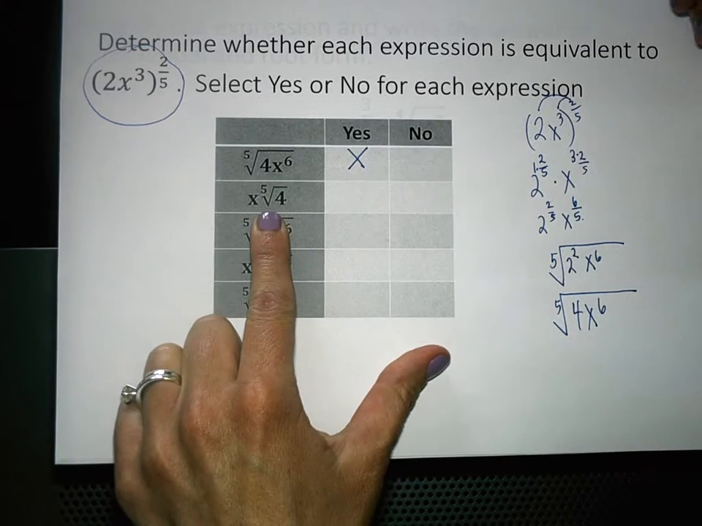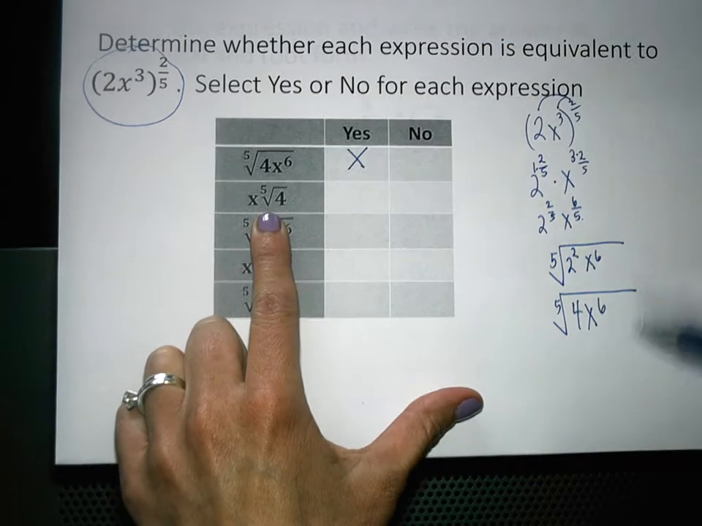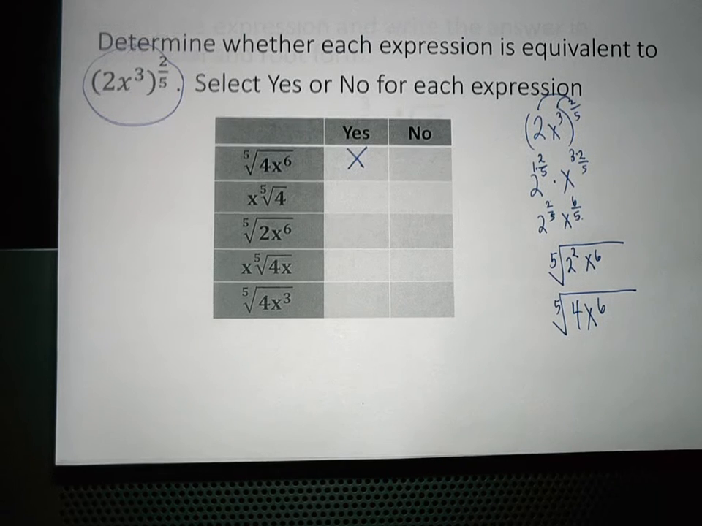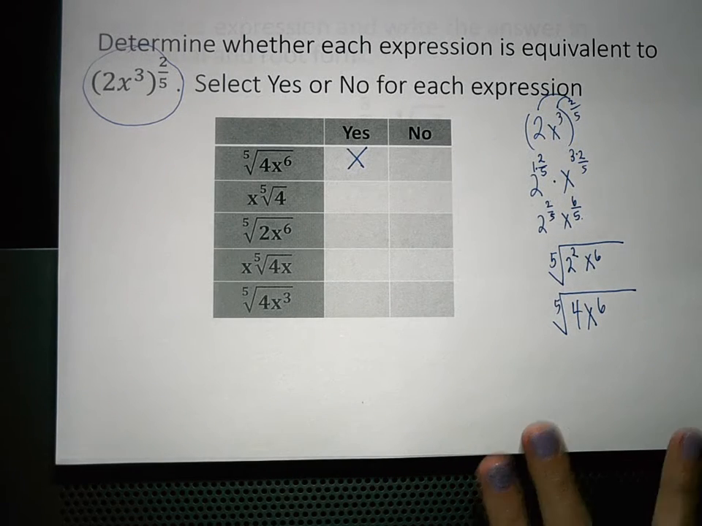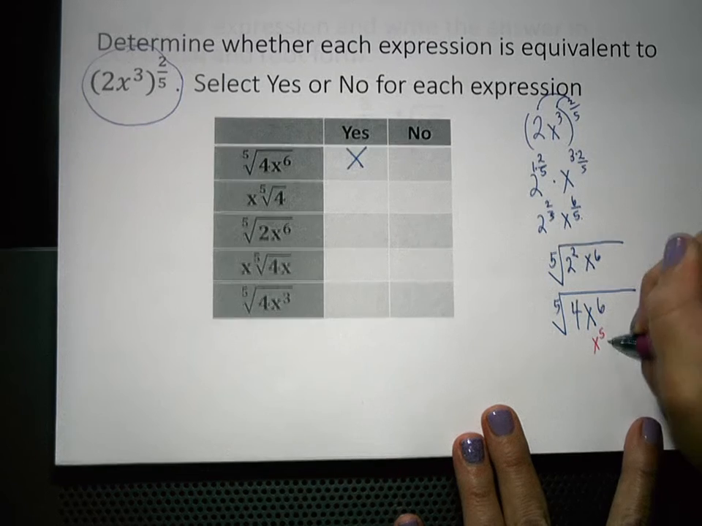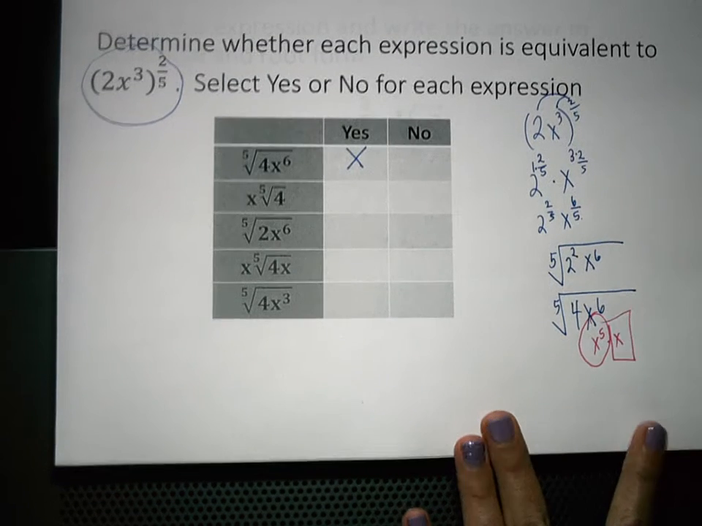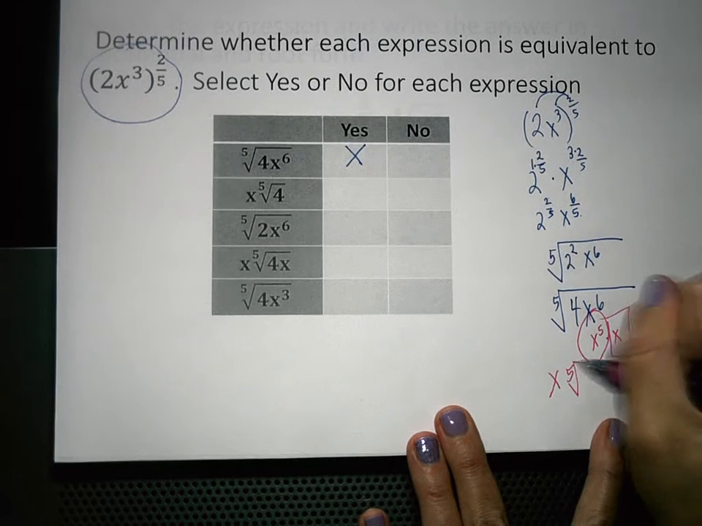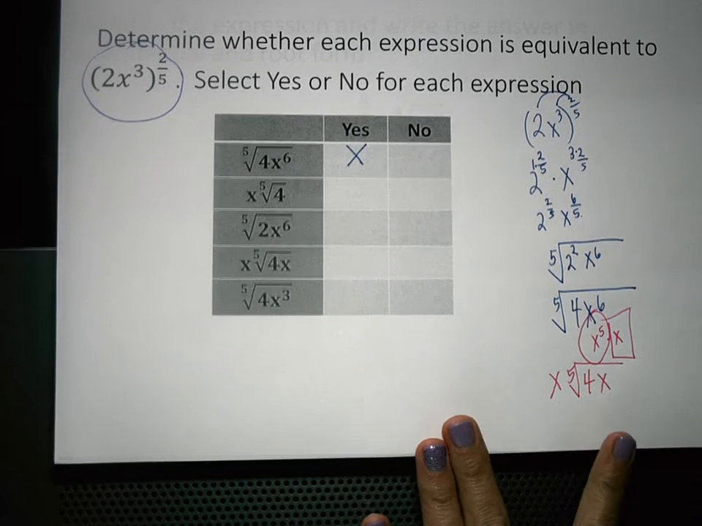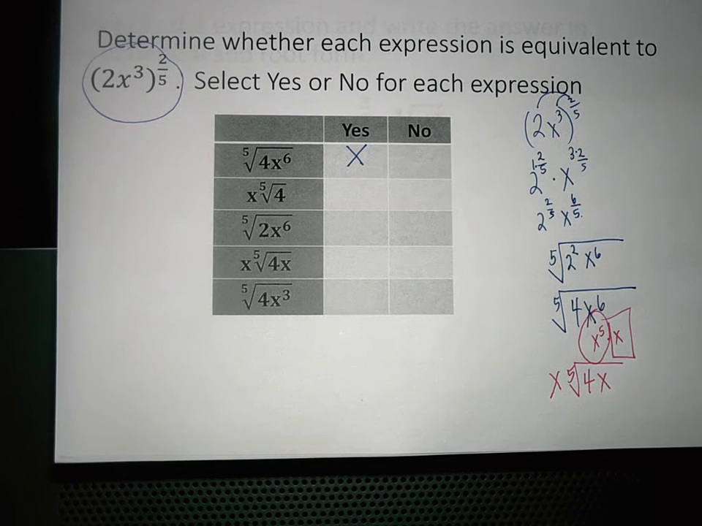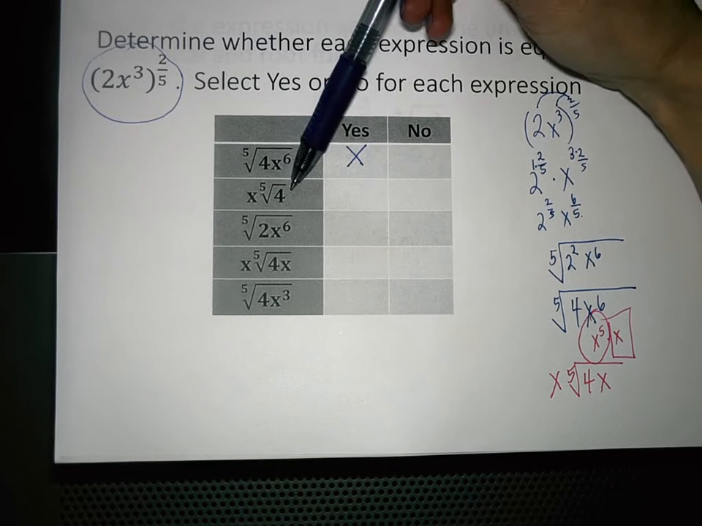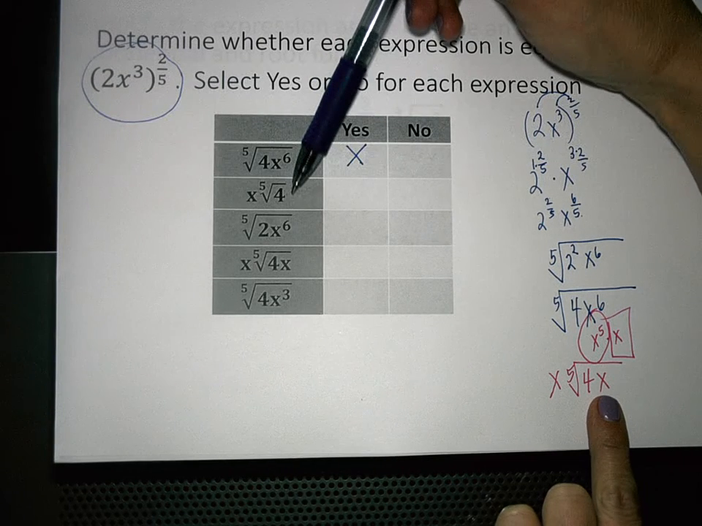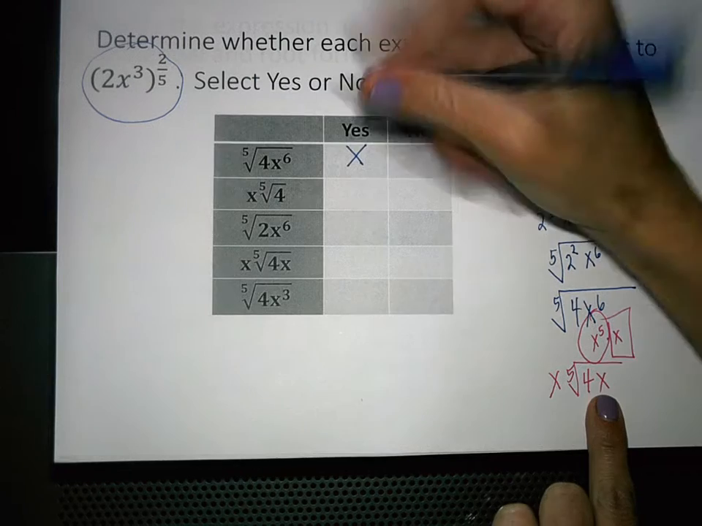This next one, they have an x pulled out in front. So if we look here, this is x to the 6th, and this is a 5th root. How many x's would we need in order to bring out a group? We would need 5. This is x to the 5th and x. So I have one group and one left over. So that means I would end up with x and then the 5th root of 4x left over. So if we look here, do these look the same? And they look similar, but this is missing what? It's missing an x, so this answer is no.